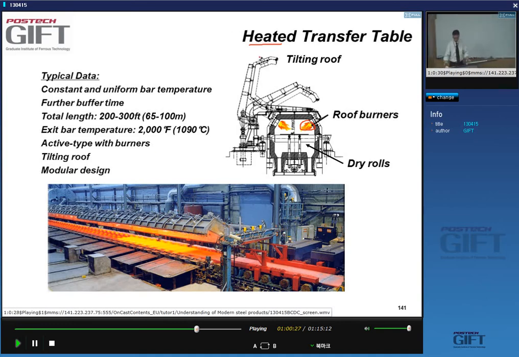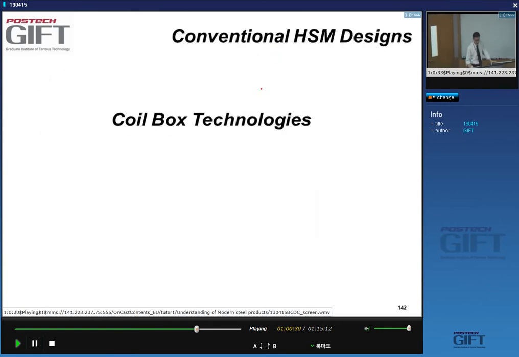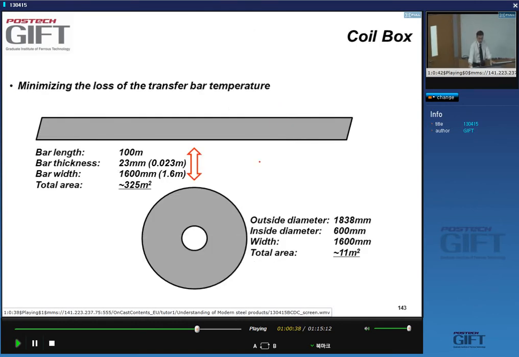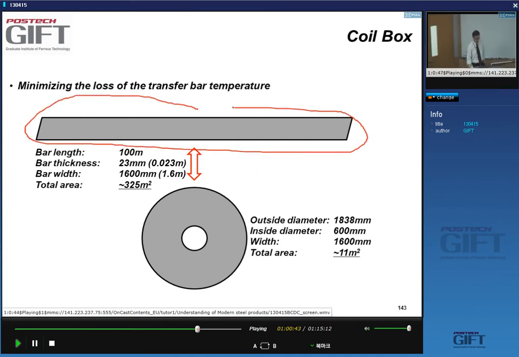So that would be, for instance, one of the reasons why. But in recent years, we've had what's called coil box technologies, which address this problem. And the idea is very simple. If I have a long bar, about 100 meter long piece of strip that's 23 millimeters thick and 1600 millimeters in width, the total surface area that radiates heat is 325 square meters, yes?